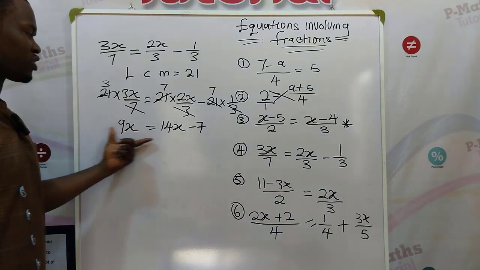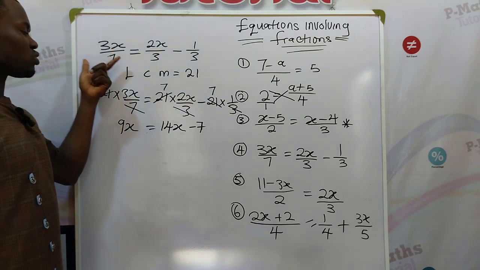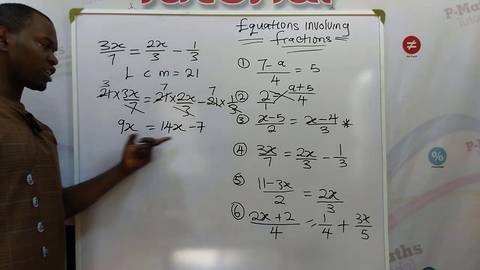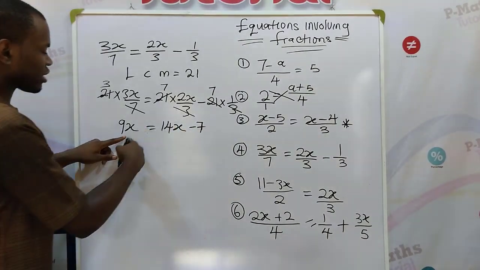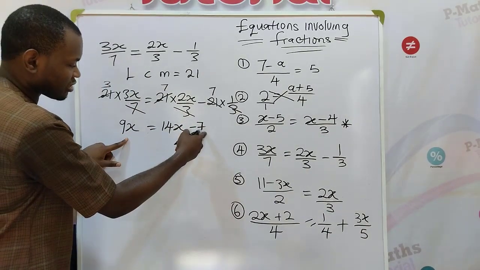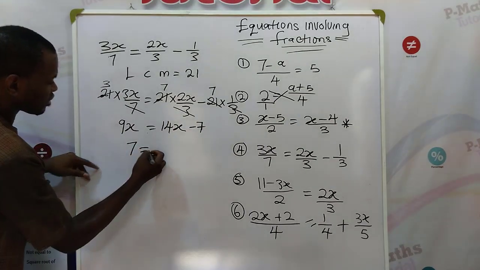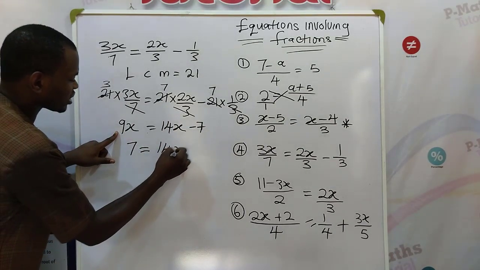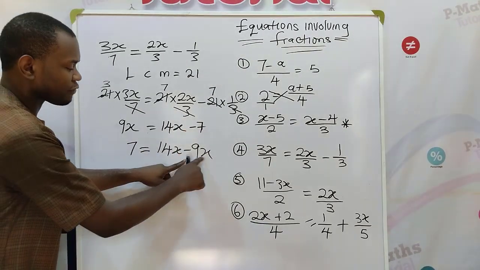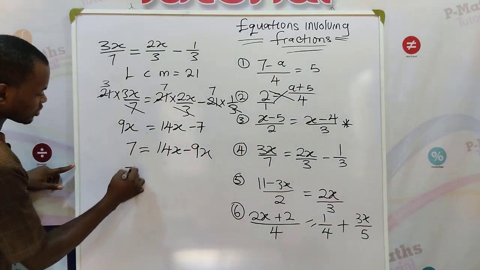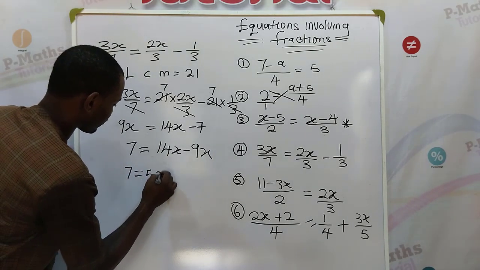Now we have a non-fractional equation. So whenever you have fractions, all you need to do is to simplify it into a non-fractional equation. Now let's simplify. I'll take 7 to the left-hand side and take 9x to the right-hand side, so that 14x and 9x will come together. So if I bring 7 over, I'll have a positive 7. For 14x, I'll have 14x minus 9x. 9x will come over this way to become negative 9x. So we have 7 equals 14x minus 9x, which should give us 5x.